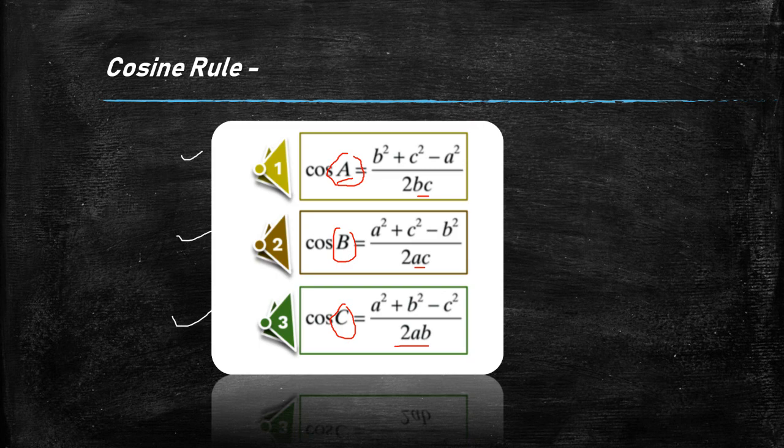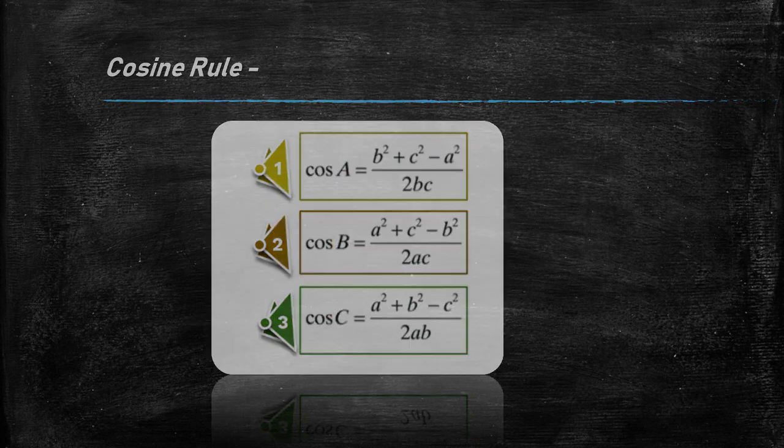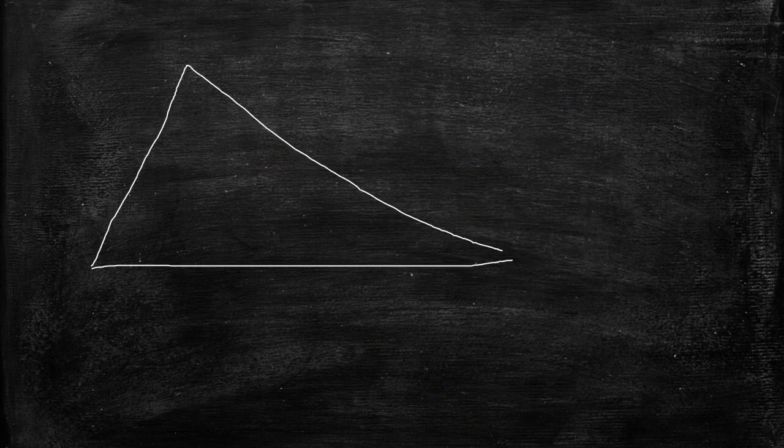Now let us move to the proof of this cosine rule. So now also I will draw a triangle. Okay, now I will draw a triangle ABC. This is my triangle ABC.